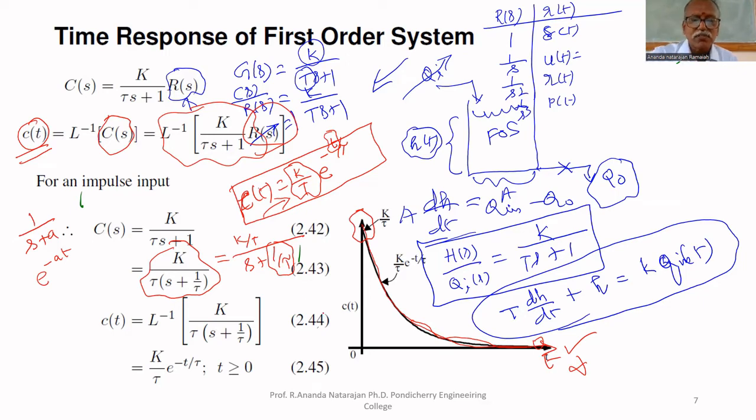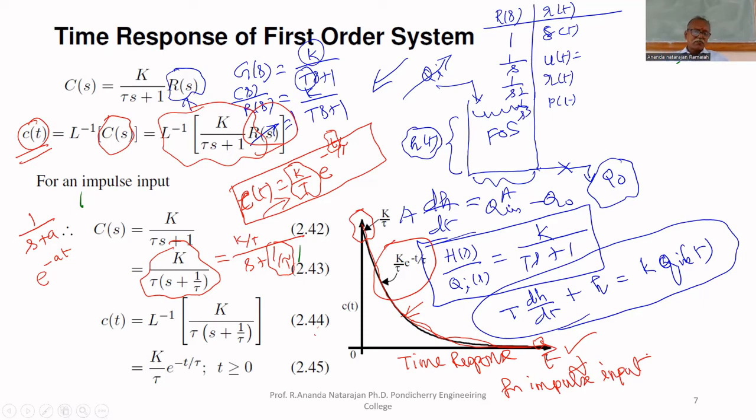This is the time response of the system. What is the waveform of this response? K by tau e power minus t by tau. That is the waveform. This is the time response for an impulse input.